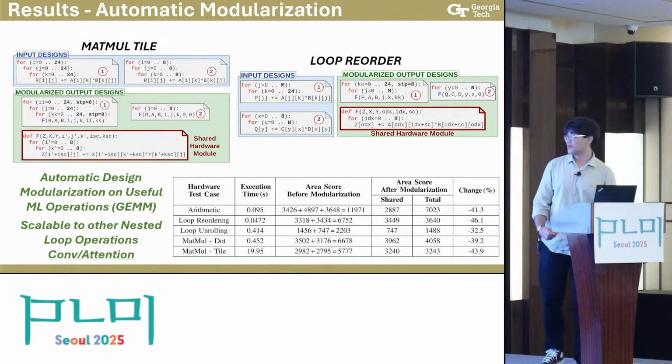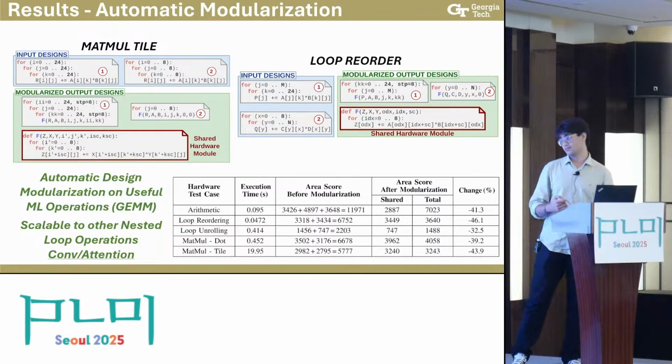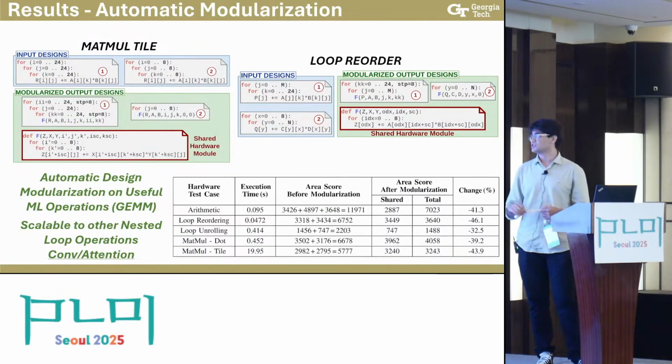And then the last point here is that we can do this on GEMM, general matrix multiply, which is already a very useful and common operation in the ML world. But also other ML operations are just nested loop operations, such as convolutions and attention. So this similar idea of tiling and reuse can be exposed there.